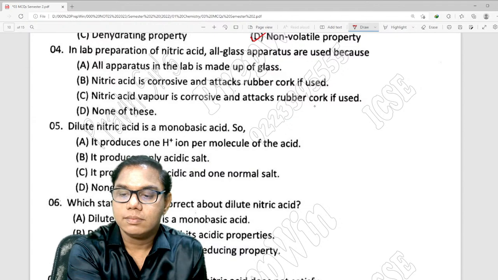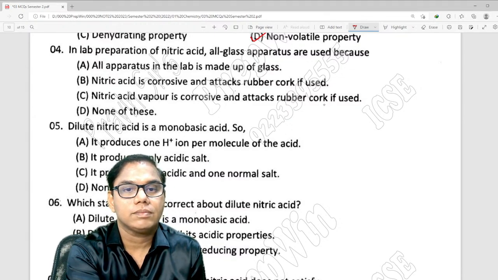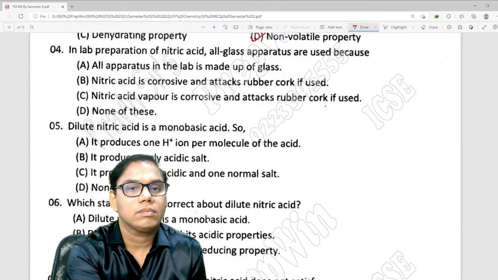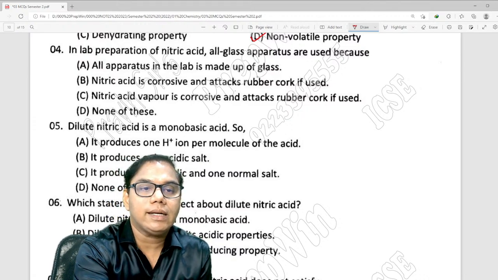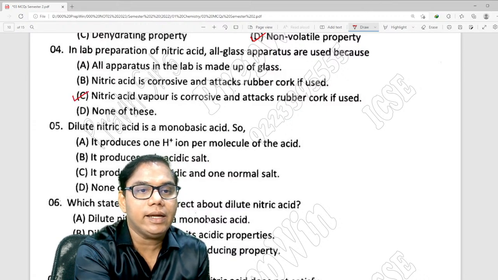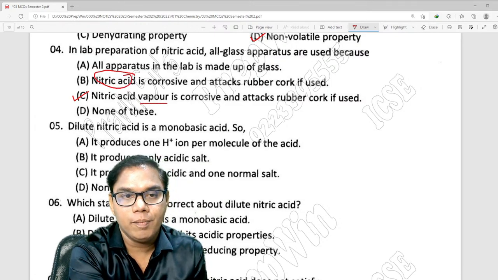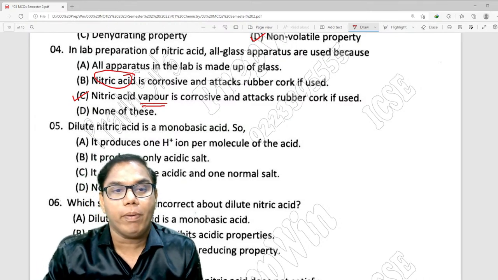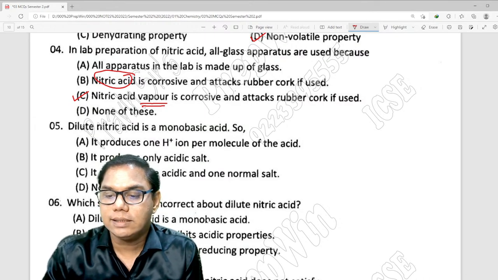Type the number and your answer. Okay, what is the correct answer? The correct answer is C. Nitric vapor, not acid, because nitric acid is volatile. It produces a vapor which is corrosive and attacks rubber, if a rubber cork is used. So the correct answer is 4C.